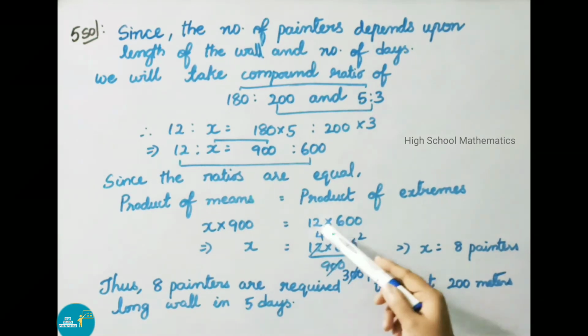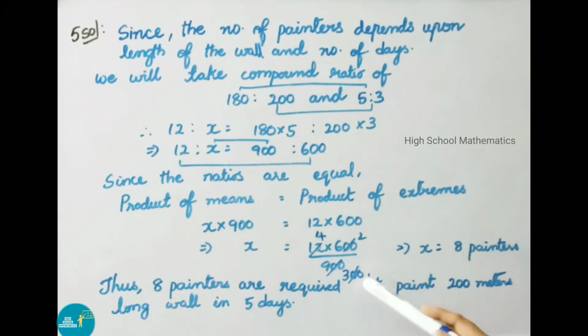3 fours are 12. 3 times 300 is 900. Again 300 ones are 300, 300 twos are 600. That implies x equal to multiply numerators 4 into 2, that is 8. Therefore x value is 8 painters. Thus 8 painters are required to paint 200 meters long wall in 5 days.